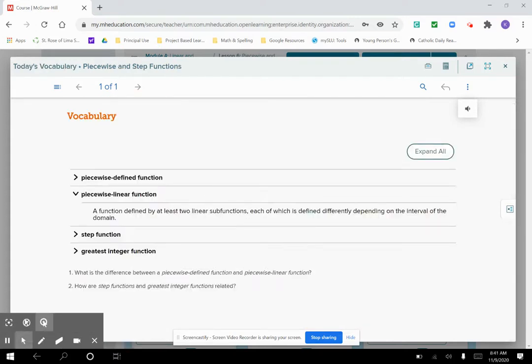All right, our next definition is a piecewise linear function. And hopefully you can determine that it's going to be two pieces of a function, but they're both going to be linear. So the definition is a function defined by at least two linear subfunctions, each of which is defined differently depending on the interval of the domain. So I'm going to give you a picture of what this looks like.